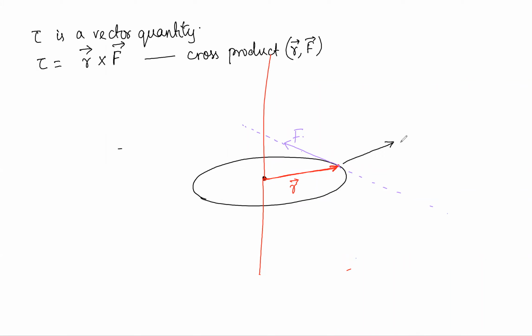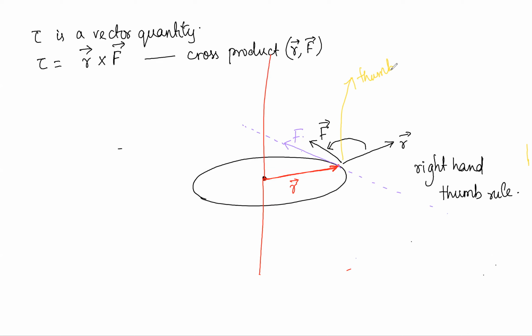This is your R vector. That is your F vector. Now you might remember something called the right hand thumb rule. So you can point your fingers along R and you can move your fingers towards F. You will notice that the thumb of your hand is pointed upwards. The direction in which your thumb is pointing is upwards.